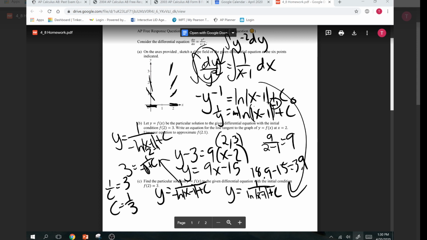And it should be the same in either of the cases. If you plug a 2 in here, you get natural log of 1, so it's 0, and you get 3 equals 1 over c here as well. And so you get c equals 1/3. And that makes the final answer either of these guys, just with c being 1/3. So 1 over negative natural log of x minus 1 plus 1/3, or natural log of 1 over x minus 1.